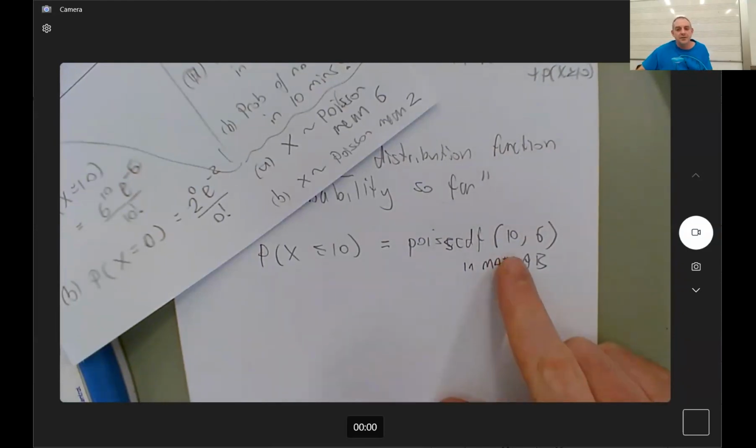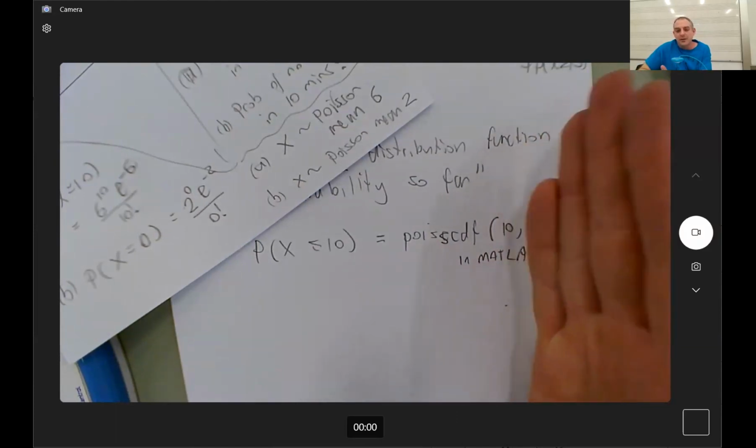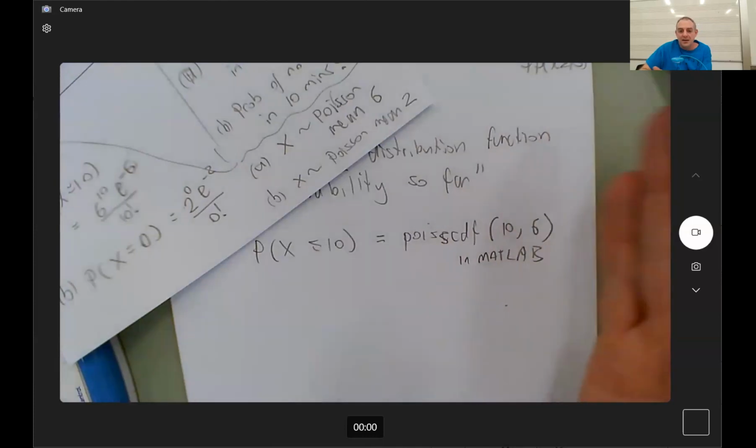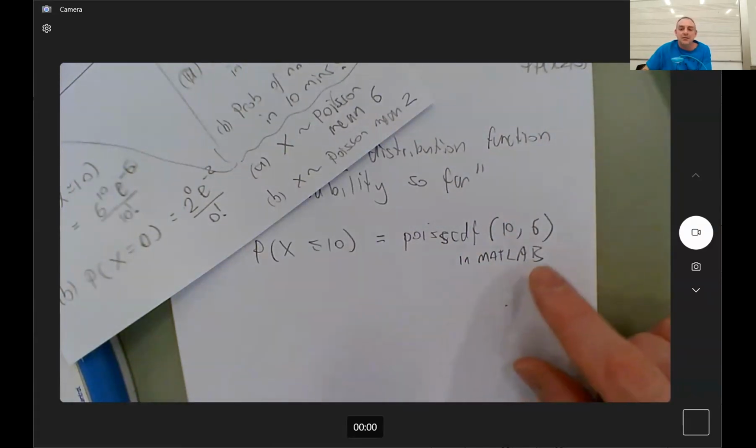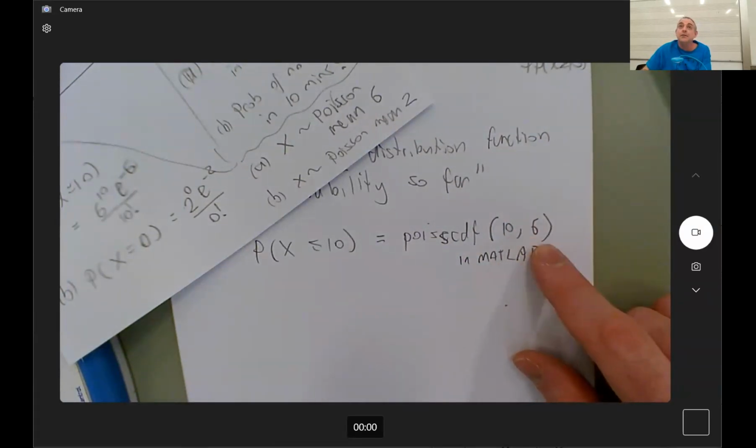So what this does is, this 10 is the point you're up to, and you want the probability of there for everything that's there and back. And the 6 is the mean. Yeah.